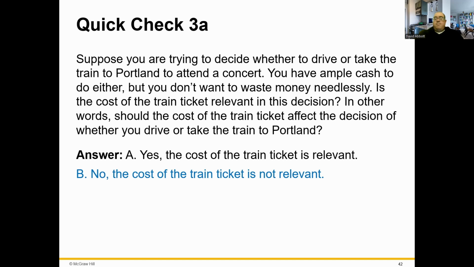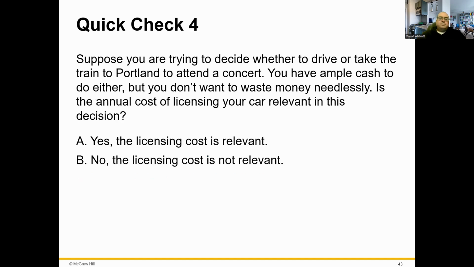Another one might be comfort level. It's a lot more comfortable to take the train usually than it is to drive. And then fatigue. It's a lot less fatiguing to take the train than it is to drive. So there are non-financial decision areas also that you might consider as well. But we're just focusing here on the financial factors.